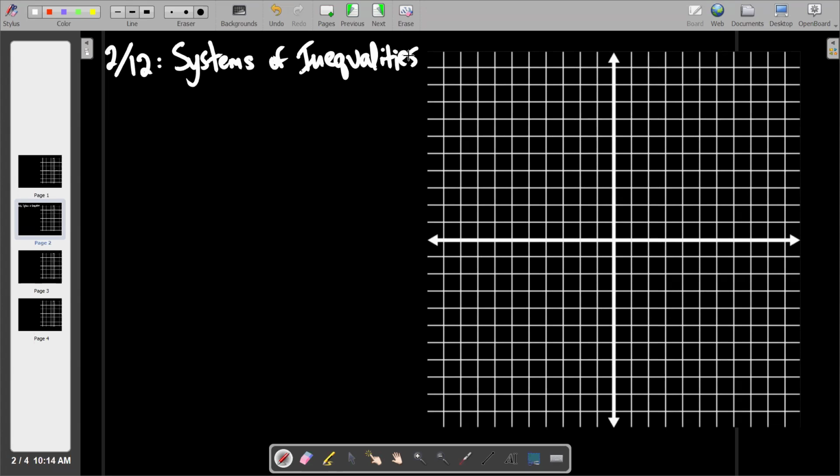So all the stuff you've been working on for the last couple of days, we're just going to put it into a package and do two of them at the same time. And so I'll walk you right through the process. I have four examples. That's why there's four graphs on that piece of paper that I gave you.